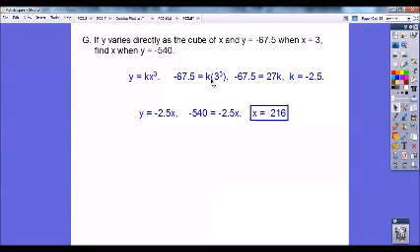So just watch the wording. So there's y, there's x, but it's being cubed, you guys. Okay, so 3 cubed is 27. So I'm going to divide both sides by 27, and I get k to be negative 2.5. So here's my equation. y equals negative 2.5x cubed. Okay, so now it says find x when y is negative 540. So I put in negative 540 for that, and then divided both sides by negative 2.5, and I got 216.